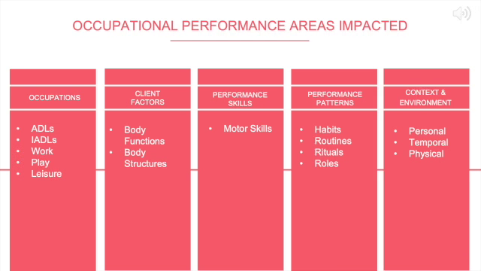Here are the areas of occupational performance that are impacted by PM. Occupations include ADLs, IADLs, work, play, and leisure. Client factors include body functions and body structures. Performance skills includes motor skills. Performance patterns includes habits, routines, rituals, and roles. And context and environment includes personal, temporal, and physical factors.